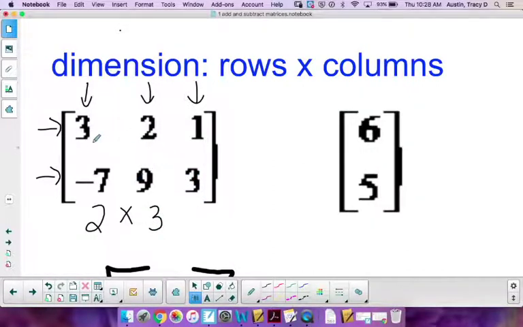Okay, and I can talk about individual pieces in there based on those rows and columns. All right, what about this one? So 2 rows, 2 going across, and only 1 going down, and that is possible. So that is a 2 by 1 matrix.